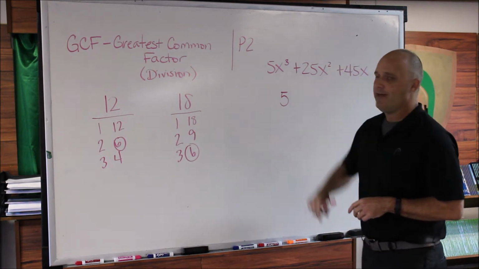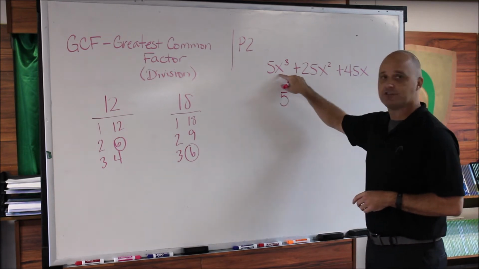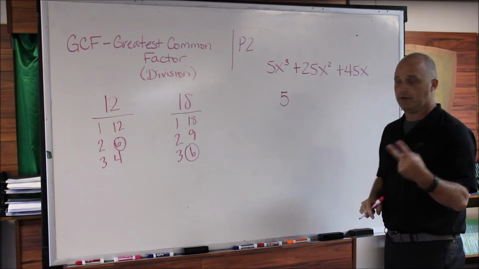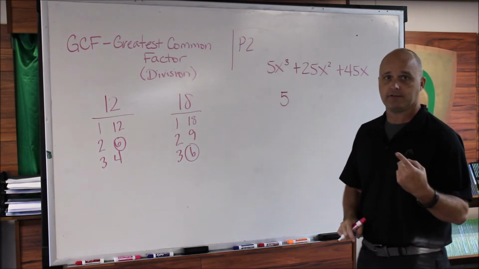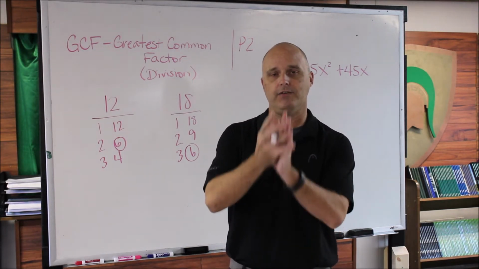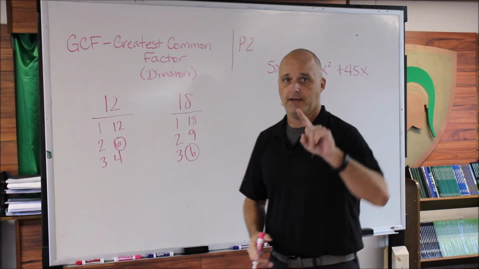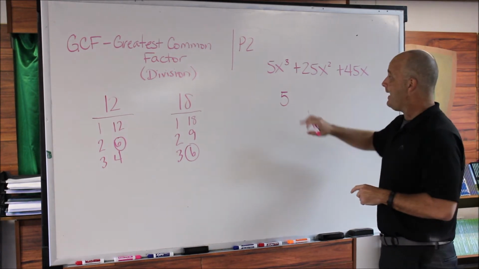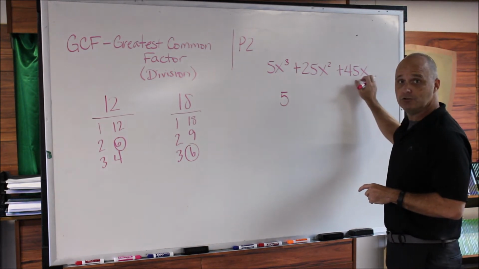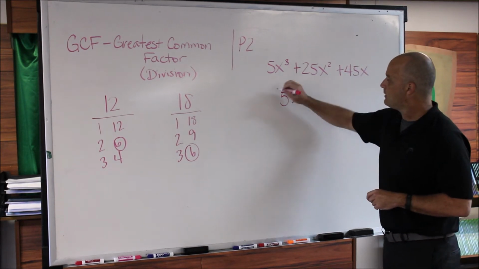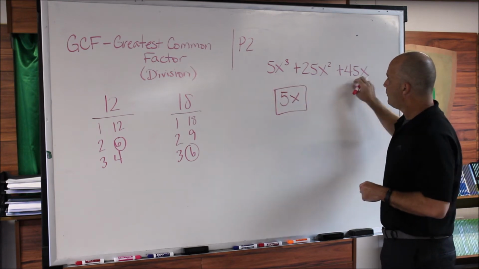Then I ask myself, how many x's do I have on each term? There are 3 x's on that term, 2 x's on that term, and then 1 x on that term. So what's the greatest number of x's that I can take out of any single term? That's going to be 1, because I can only take 1 out of this one. I can't take 3 or 2 out of this one. So I'm going to take 1x out, so my greatest common factor for this problem is going to be 5x.